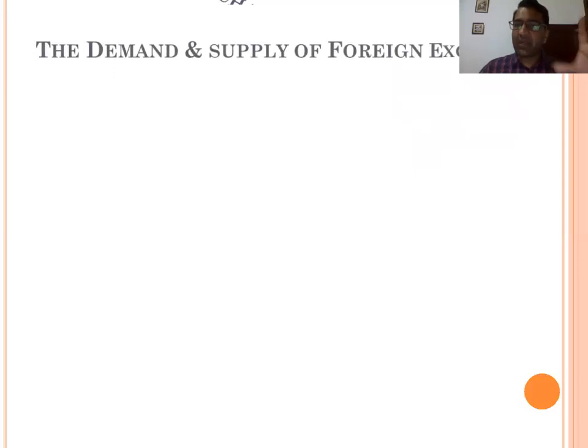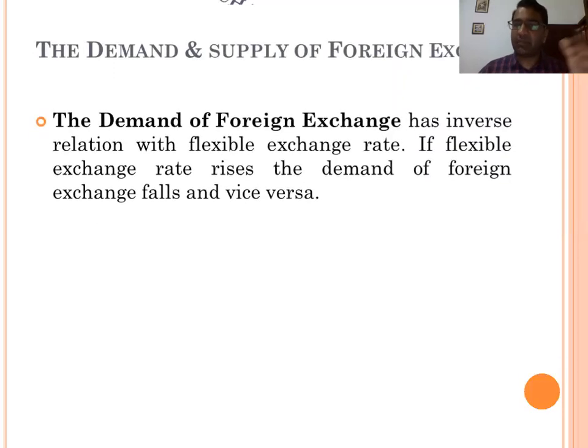The demand and supply of foreign exchange rate. The demand of foreign exchange has an inverse relation with the flexible exchange rate. If the flexible exchange rate rises, the demand of foreign exchange falls. If it decreases, then the demand for foreign exchange increases. So it means there is an inverse relation between the foreign exchange rate and, sorry, the demand of the foreign exchange.